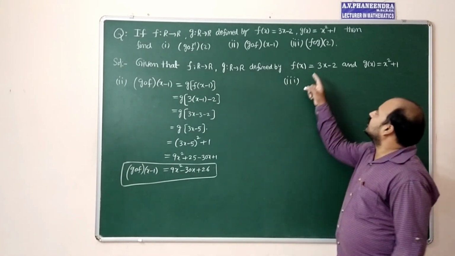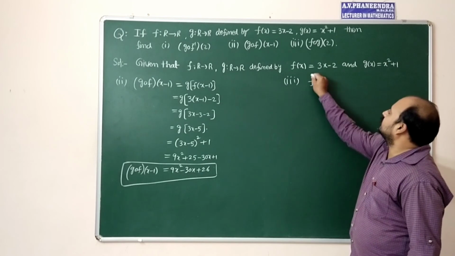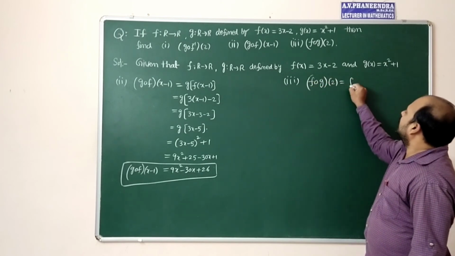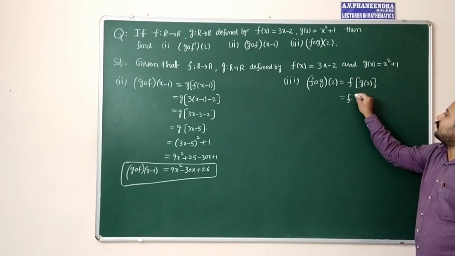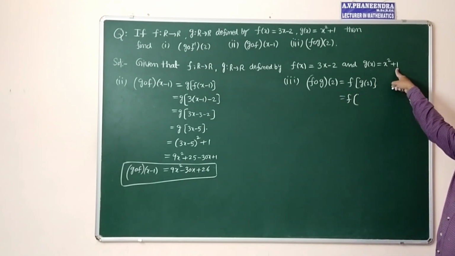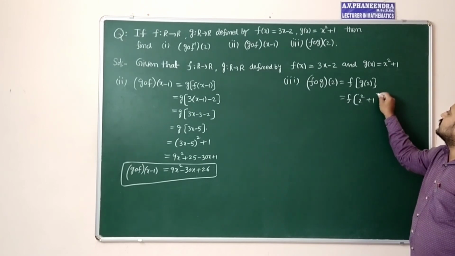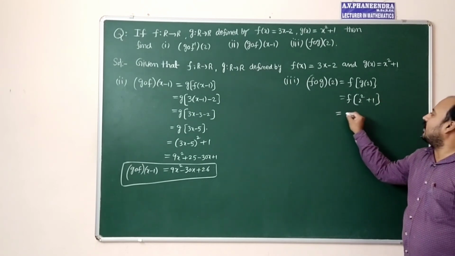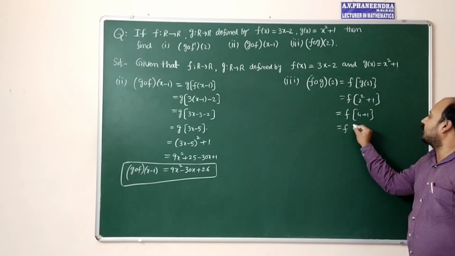Come to the third question. f circle g of 2. So f of g of 2. g of x equal to x square plus 1. g of 2 means 2 square plus 1. Wherever x is there, replacing with 2. So f of 2 square plus 1. 2 square 4 plus 1. f of 5.